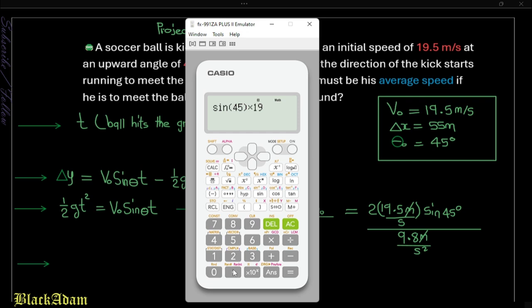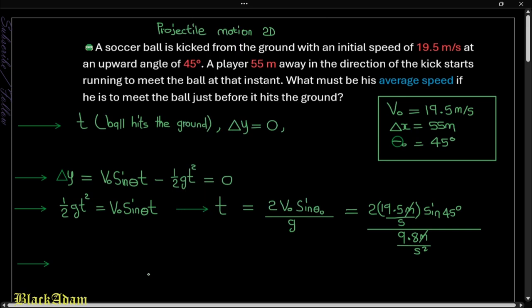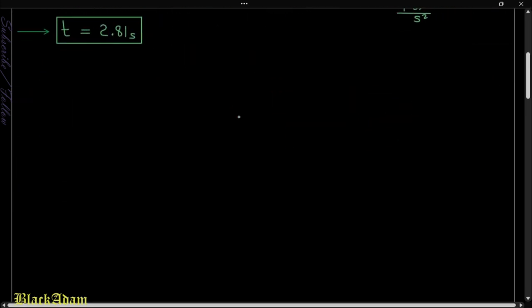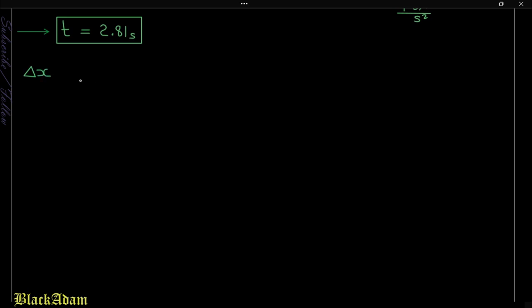So we multiply sine 45 degrees by 19.5 by 2 divided by 9.8, which gives us 2.81. So 2.81 seconds is the time the ball will hit the ground. The person has to reach there before 2.81 seconds. Now we have horizontal distance, which is initial speed multiplied by cos theta multiplied by time. Initial speed is 19.5 meters per second, multiplied by cos of our launch angle of 45 degrees, multiplied by the time the ball will take to reach the ground, 2.81 seconds.